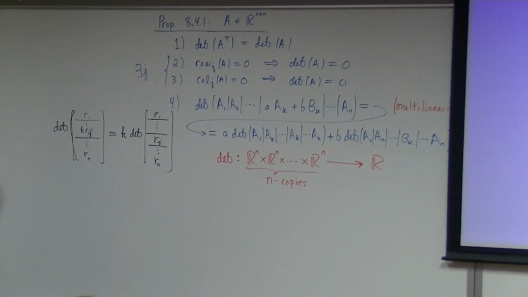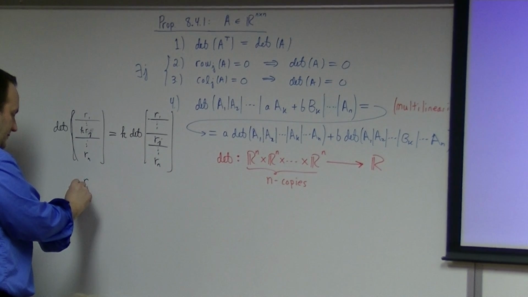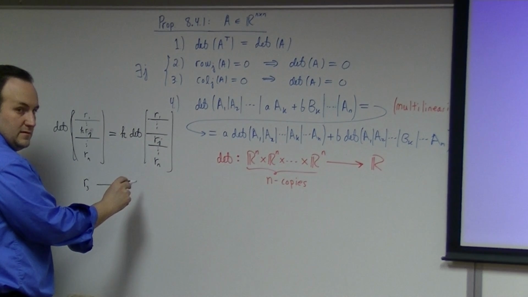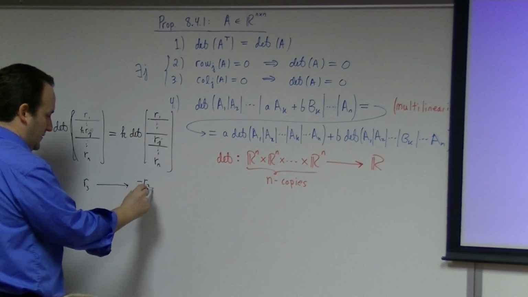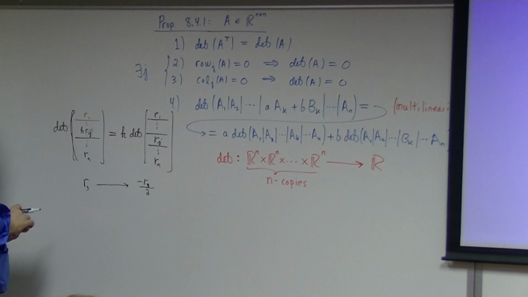It's kind of backwards from this, right? I took row 3 and I changed it to what? Negative 1/2. Yeah, minus row 3 over 2. So that means that you multiply by the opposite reciprocal of whatever you changed it to. Yeah. Okay.